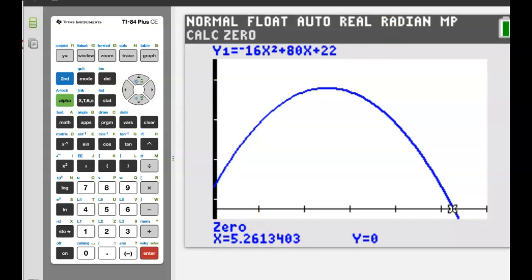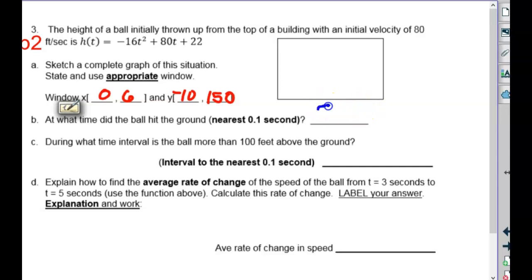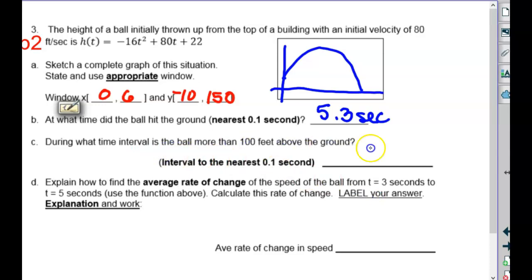Okay. So that would round to what? Because some of you lost points for rounding yesterday. 5.3 seconds. And part of the points are for drawing this. It does not go through the origin. Okay. During what time interval is the ball more than 100 feet above the ground?